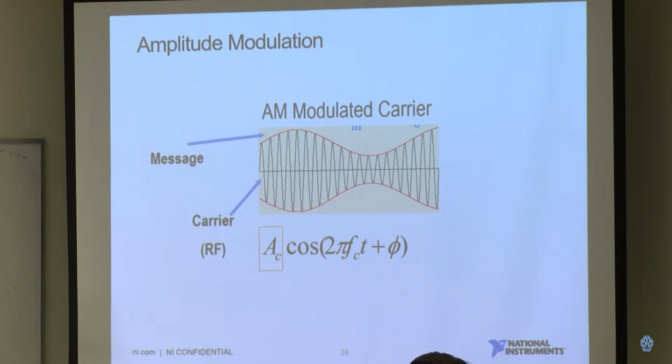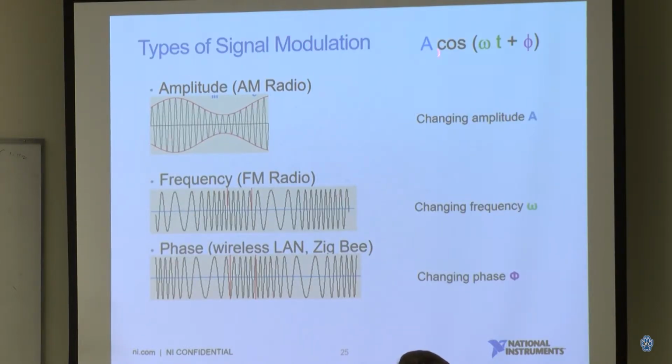So before I talk about modulation, the first one I want to talk about is amplitude modulation. When you say amplitude modulation, that means the signal is changing by changing its amplitude. You see the message is the red line, and the carrier is the inside high frequency signal. This is what the AM modulation signal looks like. Amplitude modulation is AM, which is what AM radio uses for signal transmission.